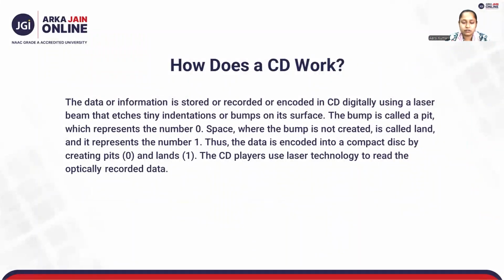Next, how does the CD work? The data or information is stored, recorded, or encoded in a CD digitally using a laser beam that etches tiny indentations or bumps on its surface. The bump is called a pit, which represents the number 0. Space where the bump is not created is called land, and it represents the number 1. Thus, the data is encoded into a compact disc by creating pits (0) and lands (1). CD players use laser technology to read the optically recorded data.